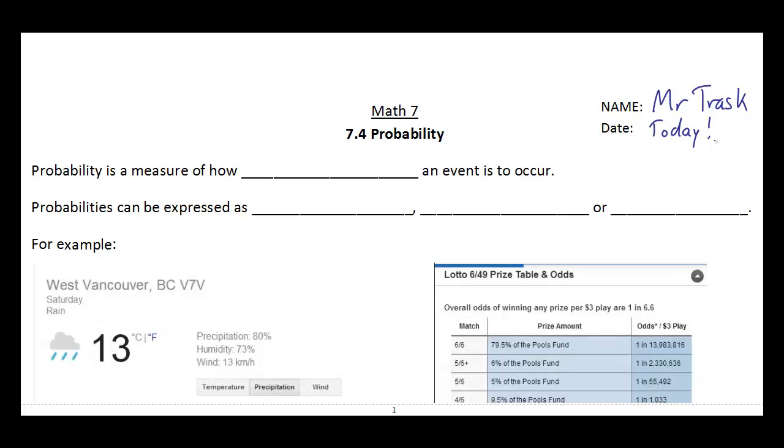Okay, so you probably have a sense of what probability is. You probably heard that word before. What we say is probability is a measure of how likely an event is to occur. What the chances are or what the odds are is another way of saying kind of the same thing. When we talk about probabilities, we can express them a number of ways. They can be expressed as fractions, ratios, or percents.